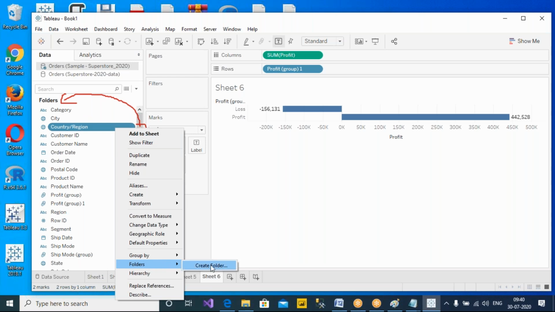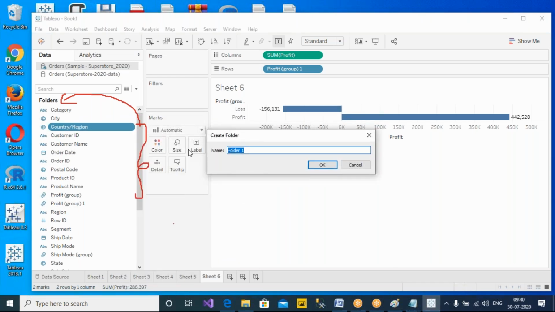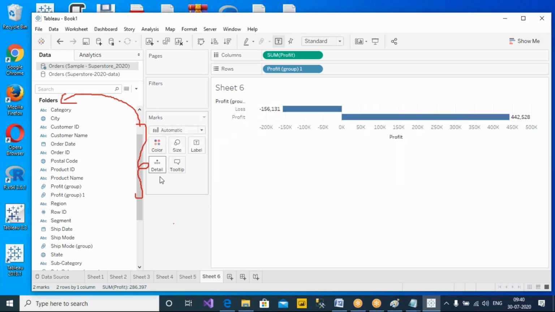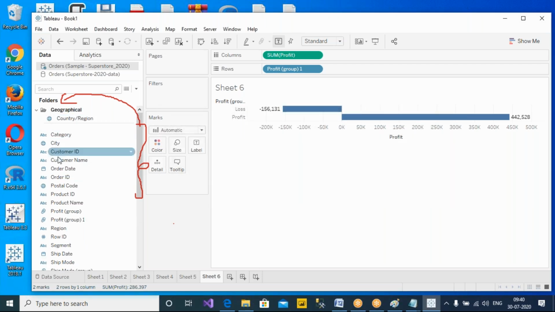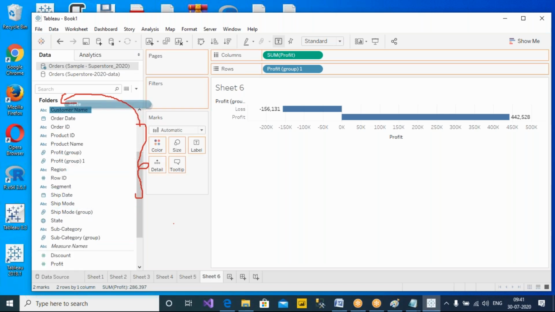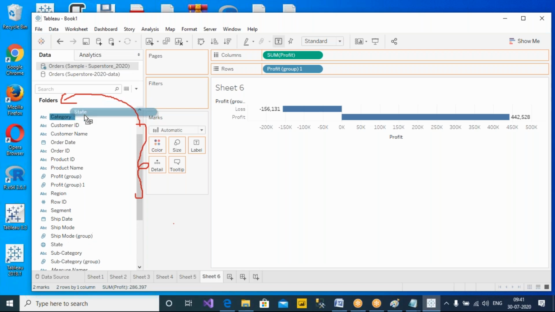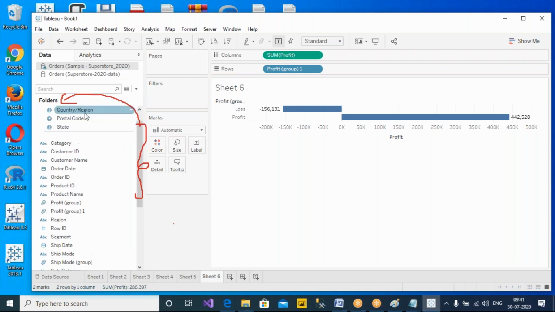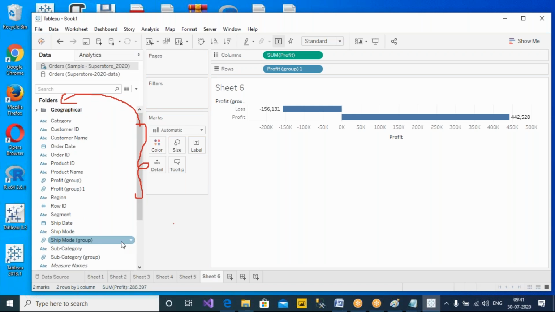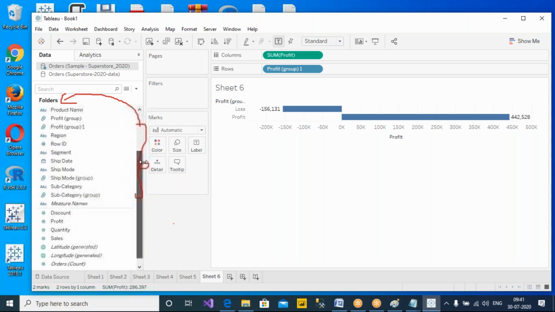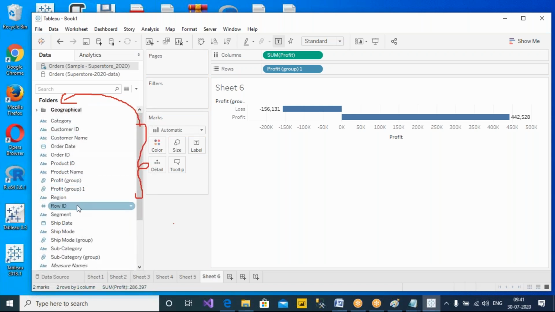So create a folder, and then let's say this is geographical, the name of the folder, and you can pull all the geographical ones into this folder. So how you organize things, it is the same way. So this is one folder now. Because I have too many values, I don't want to scroll every time. I want to organize them in terms of folders.